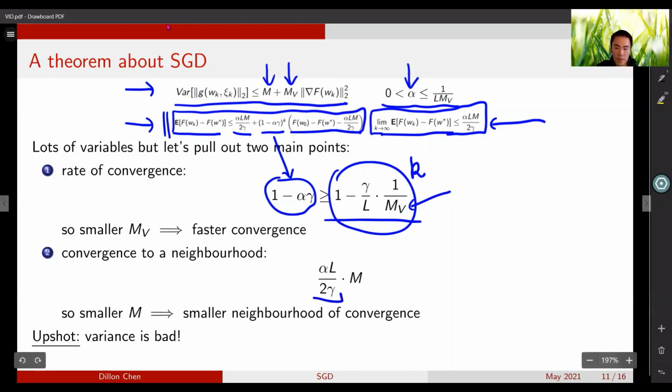Again, here we have some constants that we can't really change. And then we have M, which depends on, again, our variance. So the smaller M is, the smaller the neighborhood of convergence we get. So what is the upshot of this theorem? Well, it's basically saying that variance is bad because it slows down our rate of convergence, and it gives us a worse accuracy of convergence as well.